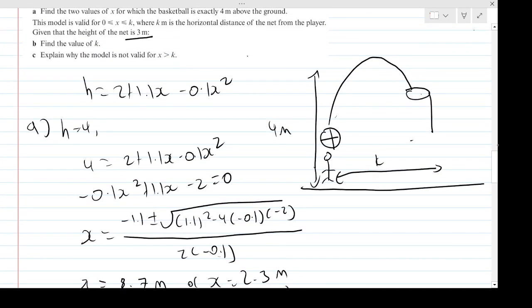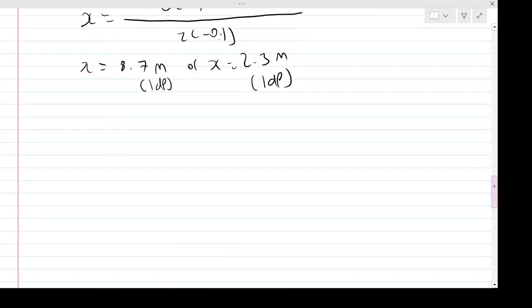So now, if the height of the net is 3 meters, that's saying from the ground to the hoop it's 3 meters. So h is 3, very simply.